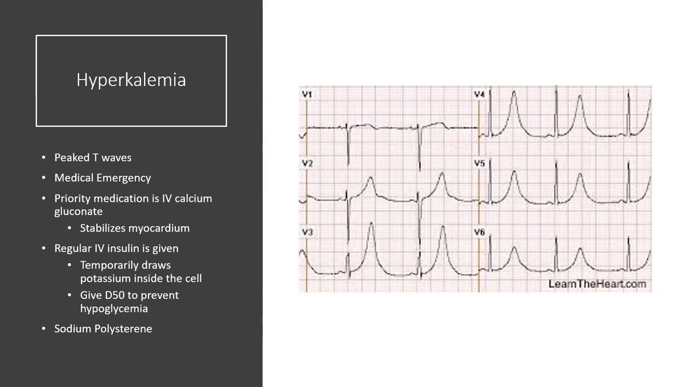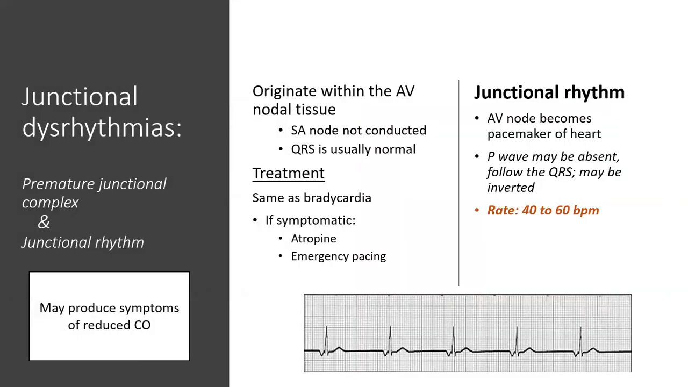Your priority medication is IV calcium gluconate. It stabilizes the myocardium. Regular IV insulin is given because it temporarily draws potassium inside the cells, and you give D5W or D50 to prevent hypoglycemia. You can potentially also give sodium polystyrene, which essentially is trying to get them to poop out all of that potassium.